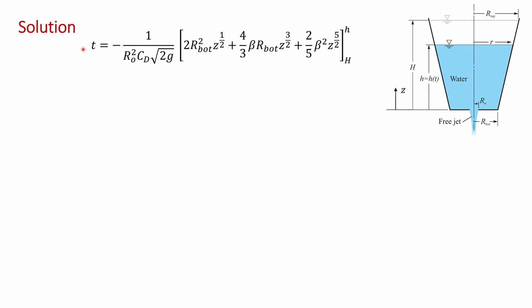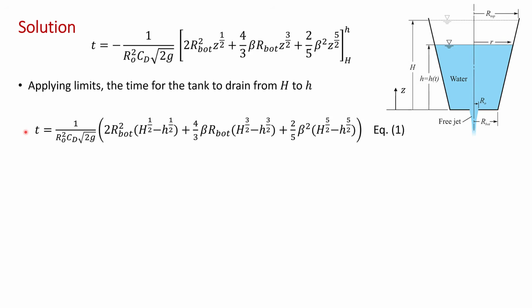Next, all we have to do is apply the limits of integration, and this is what we get. Notice the negative sign. So we get three terms, each involving capital H to some power minus lowercase h to the same power. And this is our final equation. This is equation 1 that I showed you at the beginning.